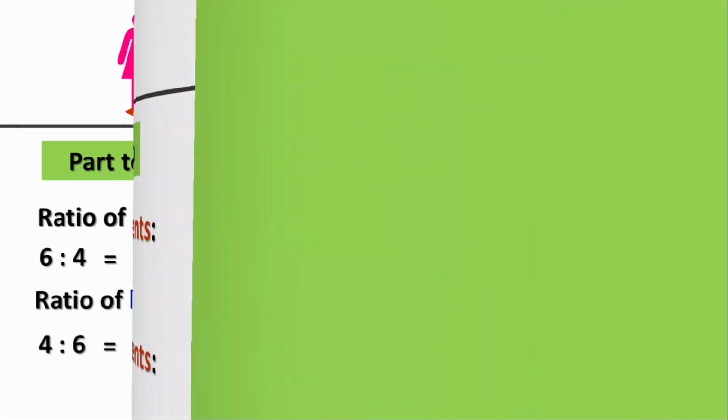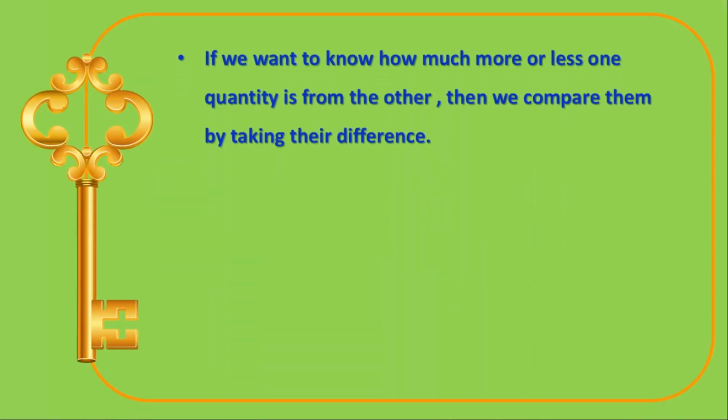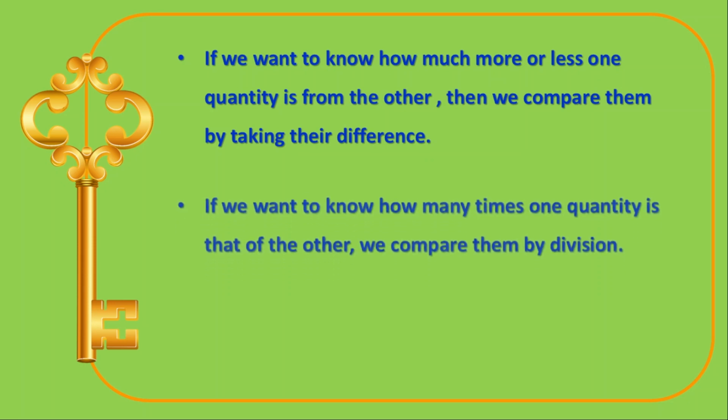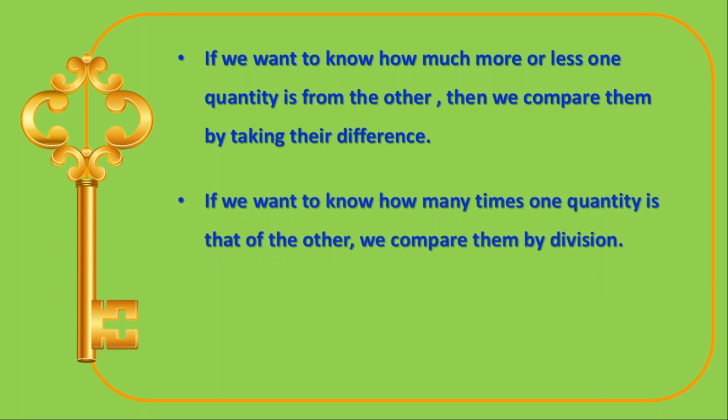The key points from today's lesson are: if we want to know how much more or less one quantity is from the other, we compare them by taking their difference. But if we want to know how many times one quantity is that of the other, we compare them by division. And this comparison by division is called ratio.